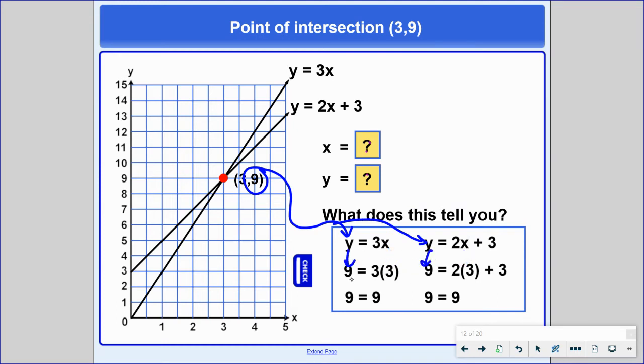Now check this out. 9 equals 3 times 3, yep, that's definitely a true statement. 2 times 3 is 6. 6 plus 3 is 9. 9 equals 9. Another true statement. See, it works for both. There's a lot of points out there that work for one. There's a lot of points out there that work for the other. Shucks, there's even more points out there that work for neither, but there's only one point in this case that works for both, and that would be (3, 9).